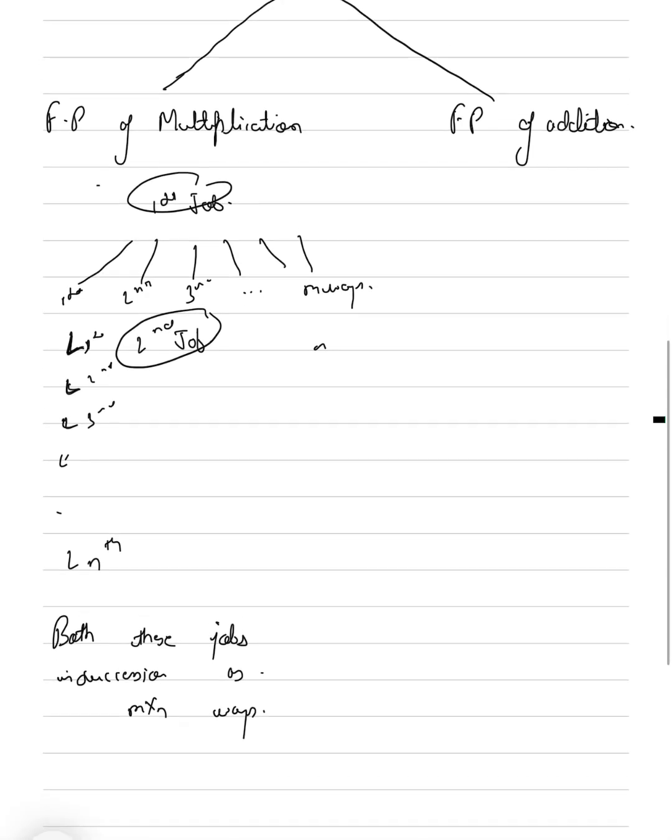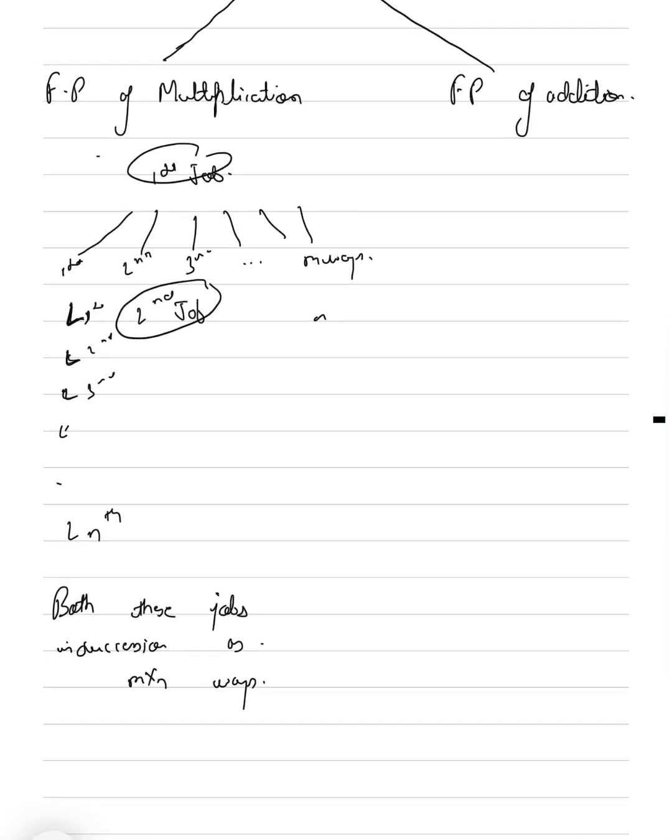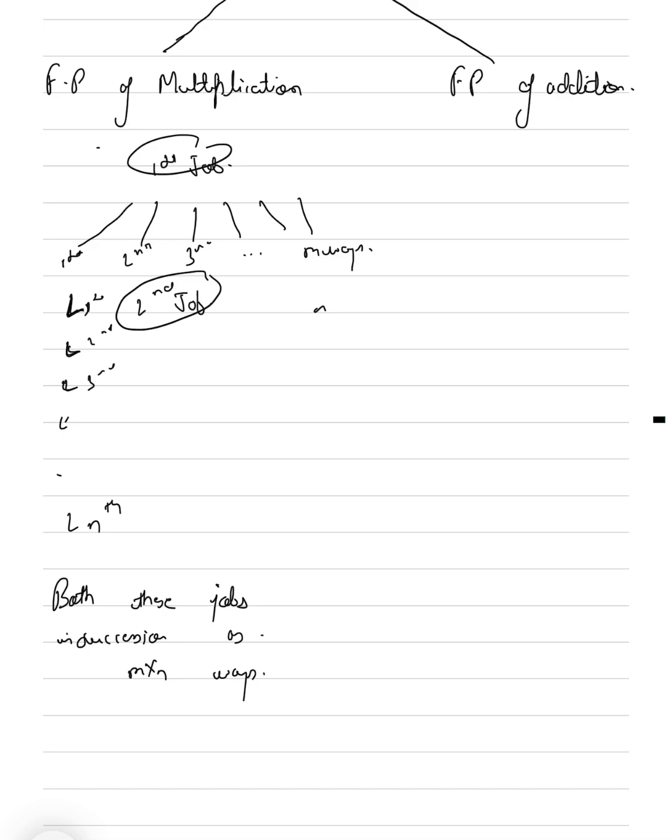I'm just giving you an example, so don't be confused. What do you mean by the term fundamental principle of addition? If you have the first job, you can perform it in m ways, and you have the second job, you can perform it in n ways. Okay, they both are independent jobs.